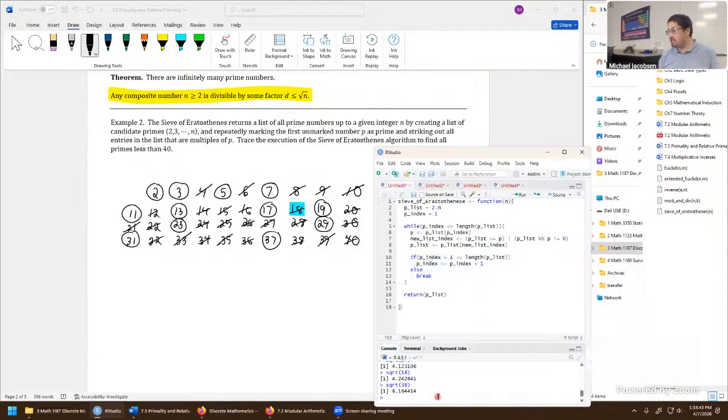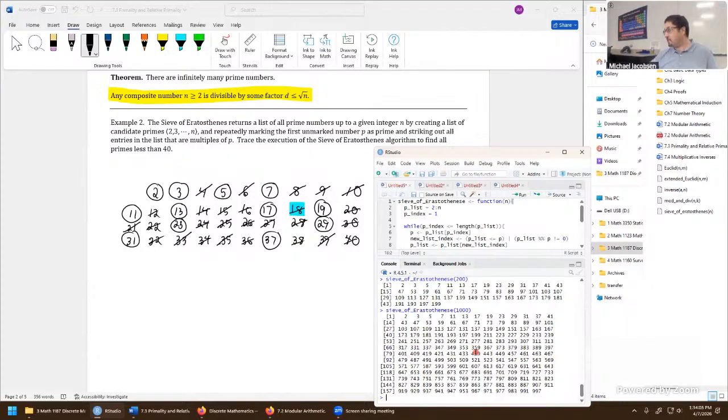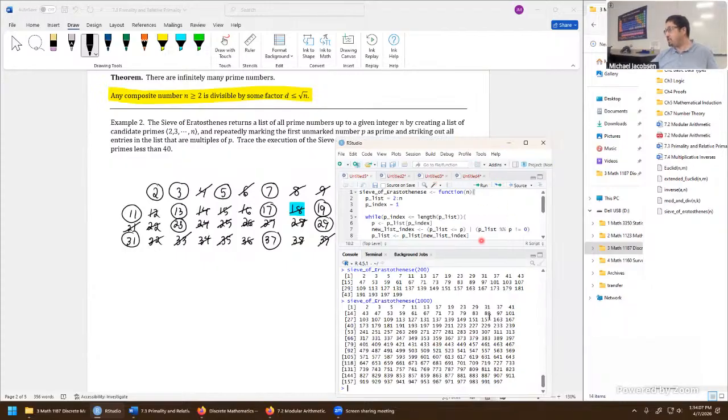So if you run something like this and say sieve 40, we really just did the same exact thing we did here. All of these are the primes listed out. And you could do other fun things like, say, sieve 200, which actually runs kind of efficiently. But the moment you try something like sieve 1000, here's where it's going to eventually start to struggle. Well, it didn't struggle too hard.